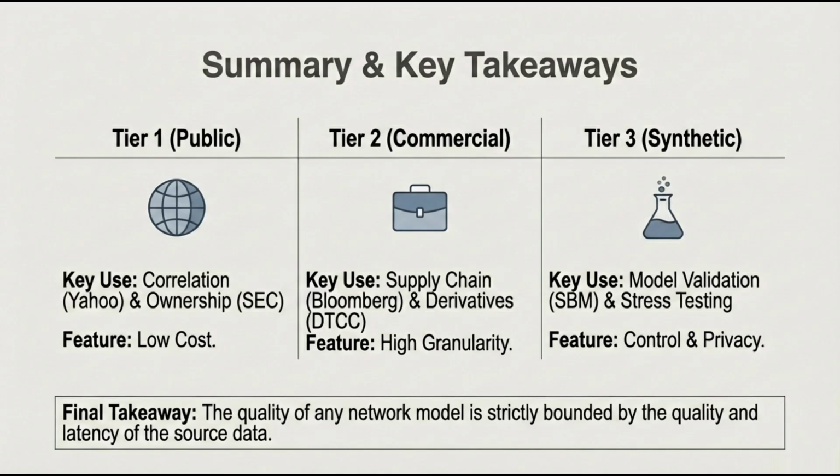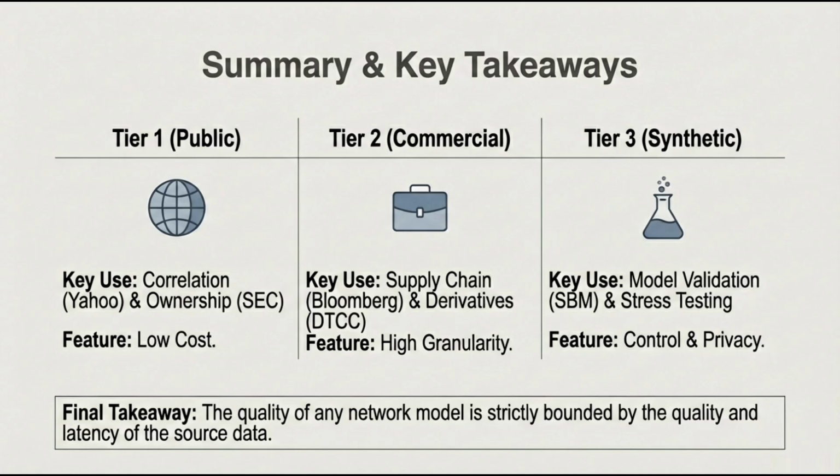We finish with a summary of the three data tiers and their main uses. Tier 1. Public data is best for lower-cost applications, like correlation networks from Yahoo Finance or ownership studies using SEC filings. Tier 2. Commercial data is the high granularity option and is especially valuable for supply chain mapping, derivatives, and other professional-grade network construction. Tier 3, synthetic data, is used for model validation and stress testing, where control and privacy matter more than direct realism.